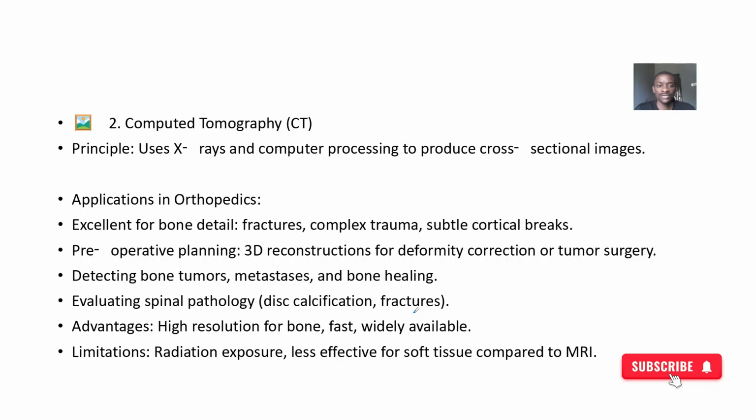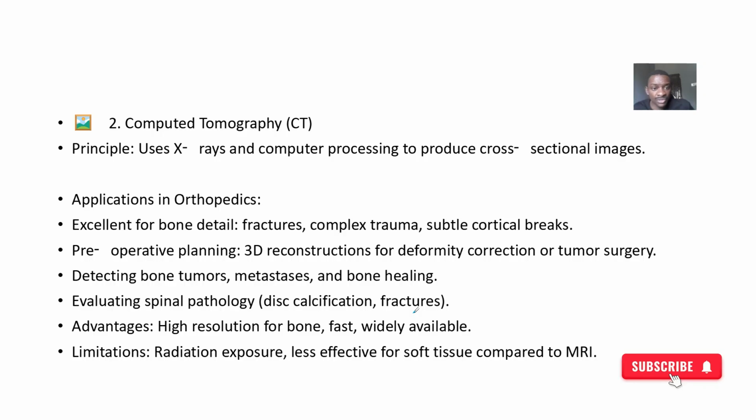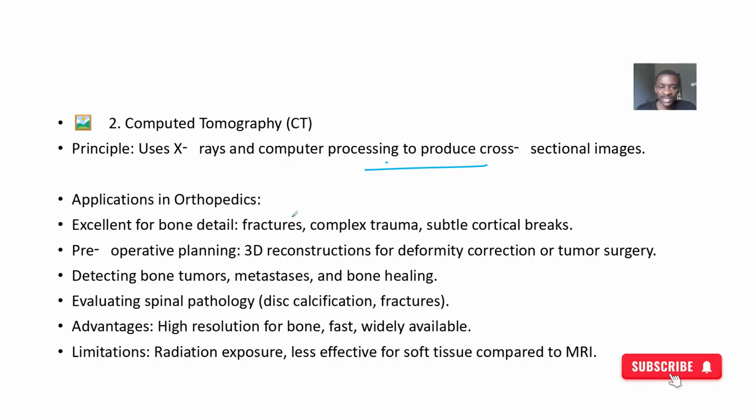Okay, so the next one we have is computed tomography. Computed tomography uses x-rays and computer processing to produce cross-sectional images. This is an image from a computed tomography. So applications in orthopedics is for bone detail, for fracture assessment, complex trauma assessment, cortical breaks, then pre-operative planning. So you want to actually visualize the place before you go in for operation, so that the person is precise and knows the exact thing to do.